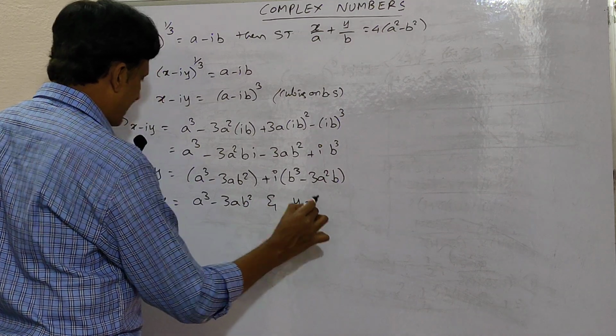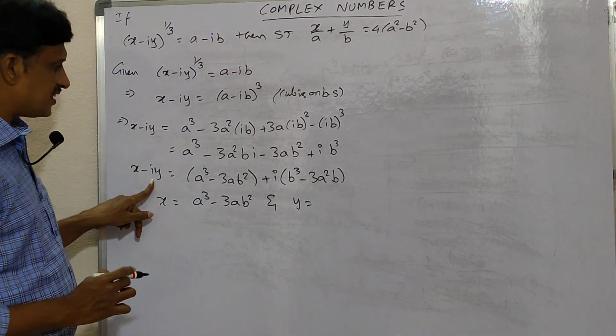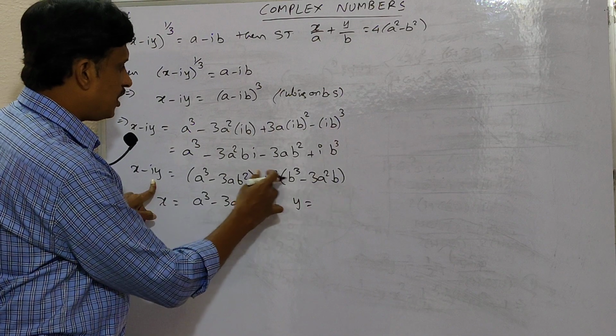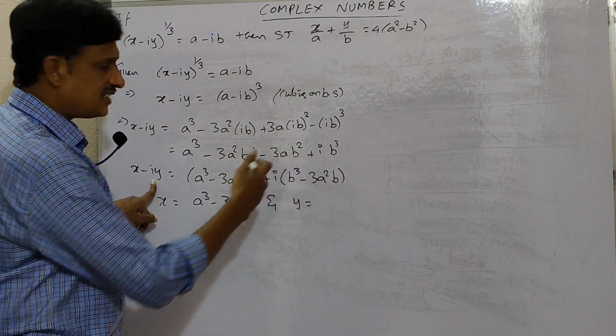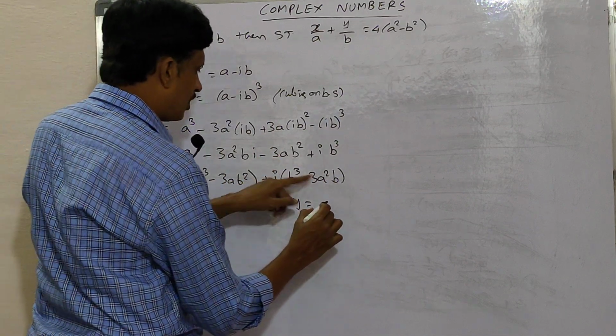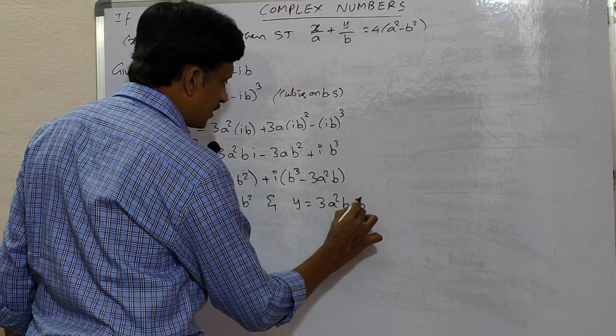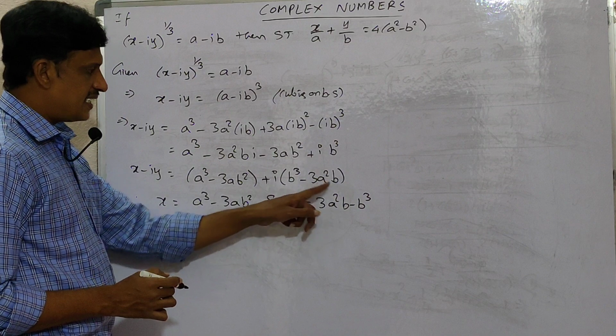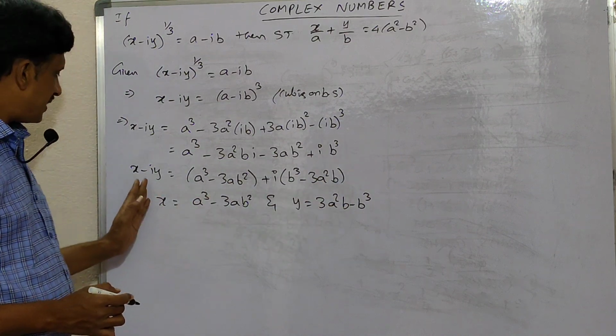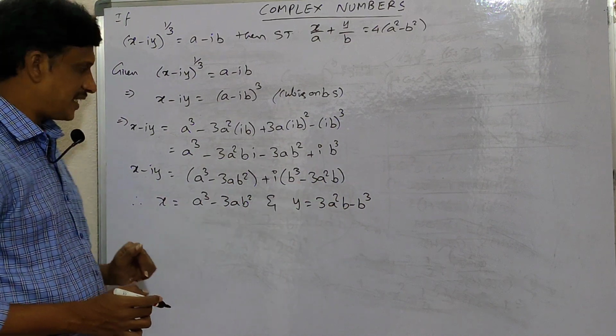And the value of y is equal to, anyhow here minus y is given. So by taking common, you will get this one, meaning you need to interchange these two. So the value of y is equal to 3a square b minus b cube. 3a square b minus b cube is the y value, because it is minus 1, it is on the positive side.